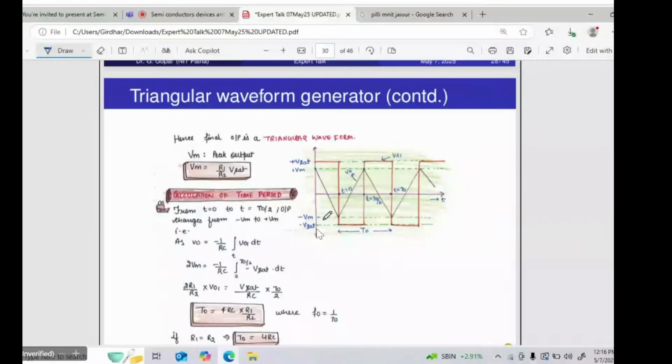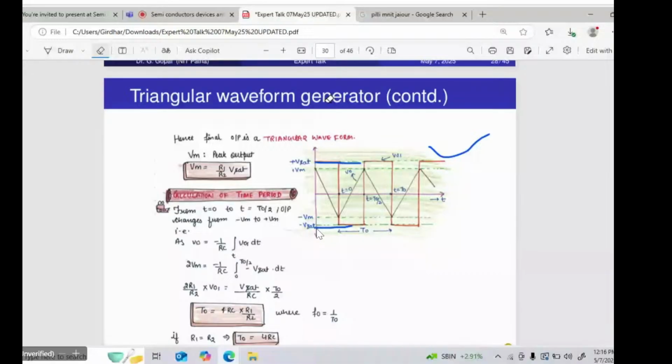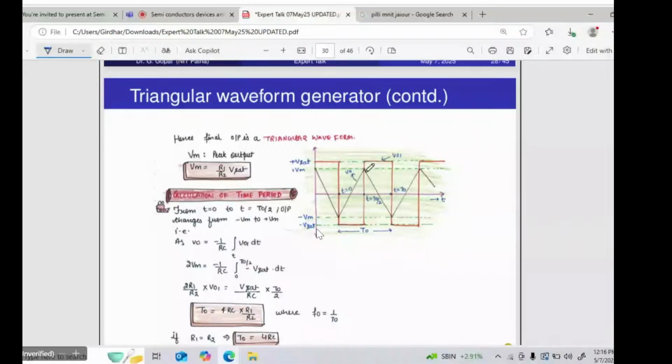Output is either plus V set or minus V set. When output is plus V set, then it generates a negative ramp. So negative ramp signal you can draw this. This is the negative ramp signal. When output is minus V set, it generates a positive ramp. Again negative ramp, positive ramp. In this way you are generating a triangular waveform, right?